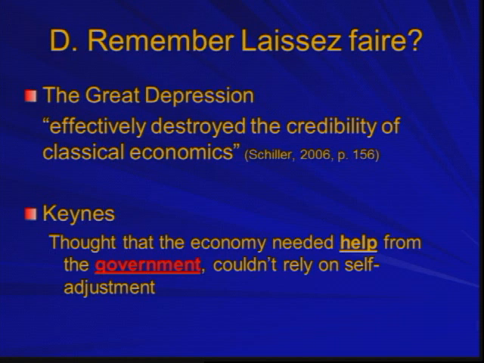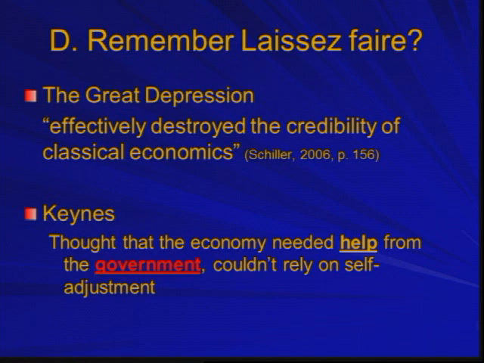Okay, let's see. Schiller, this economist, he makes a really strong statement here. He says the Great Depression destroyed the credibility of classical economics. That doesn't mean that we no longer talk about the invisible hand. We no longer talk about the market adjusting so that buyers and sellers can agree on a price. We still talk about that. We still believe in the power of that. It's just that it's not the only thing anymore that we're going to depend on.